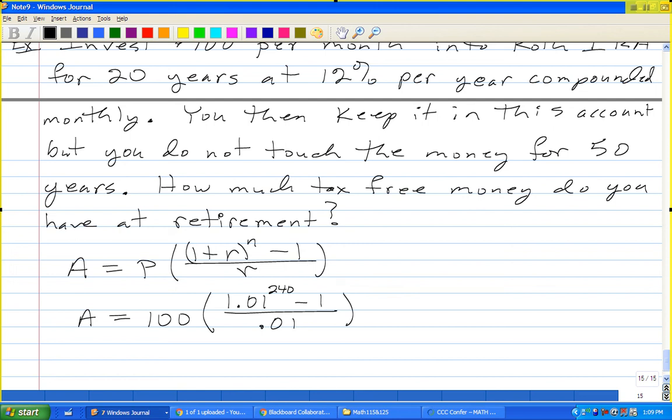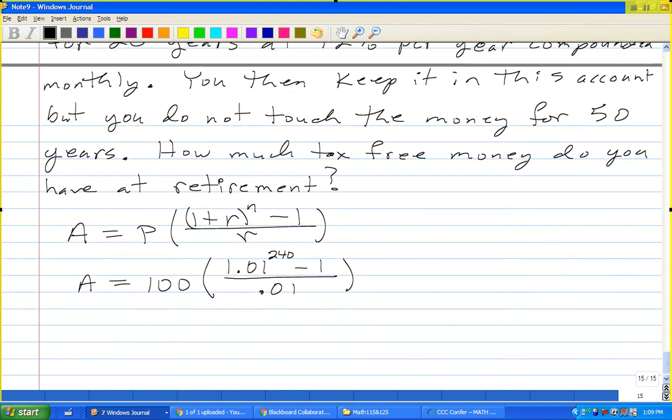And so let me do that. If I plug that into my calculator, I get, oh, and so that's how much money you have. So A is equal to 10,000 times (1.01 to the 240 minus 1). That's the amount of money you have after 20 years.